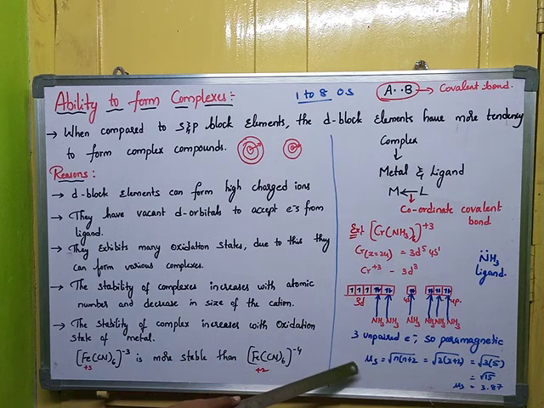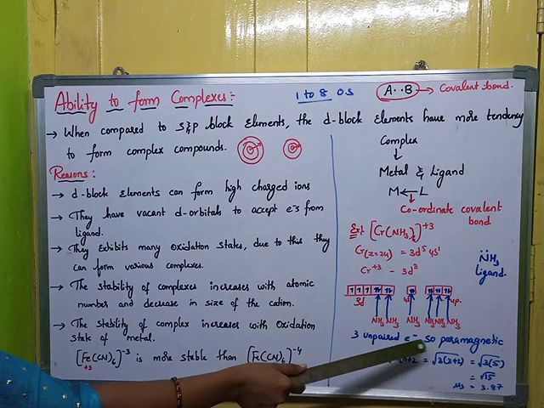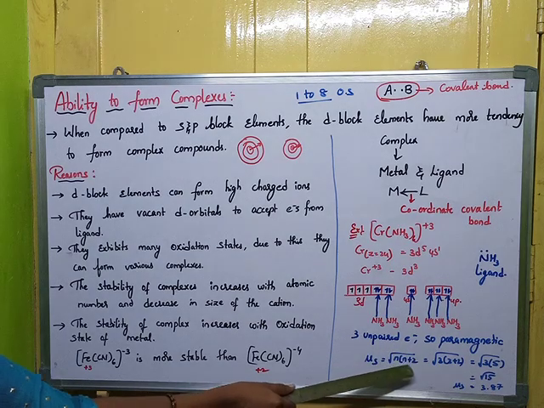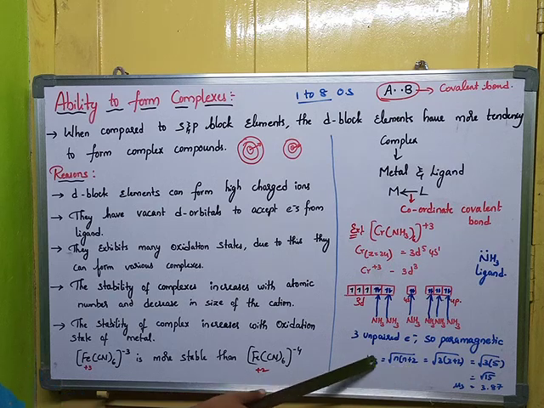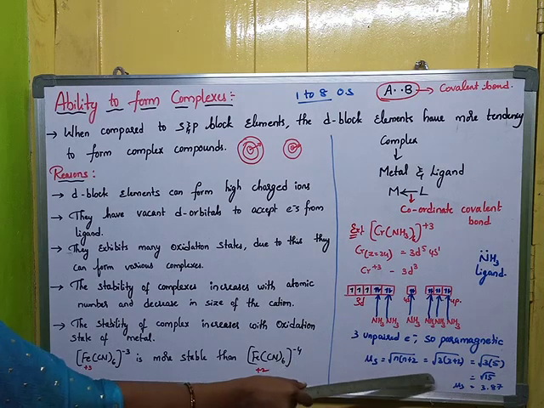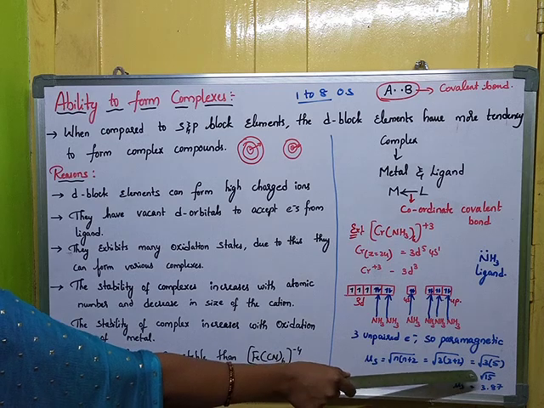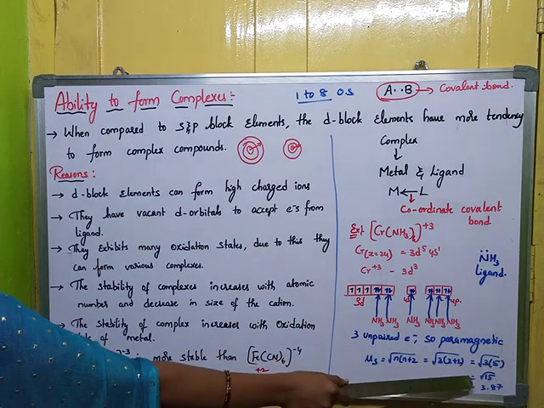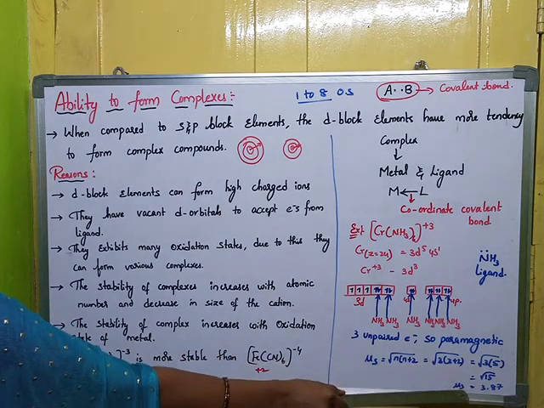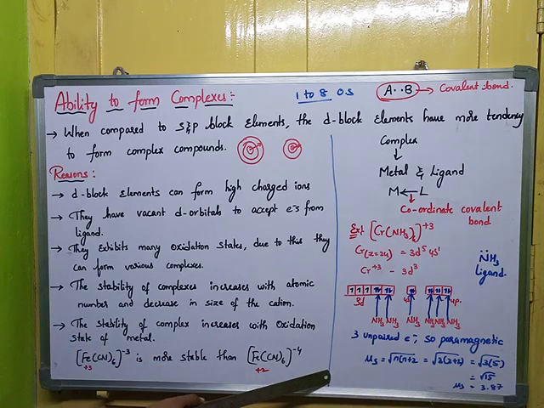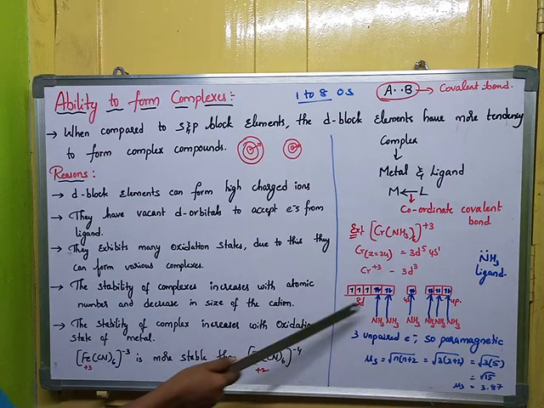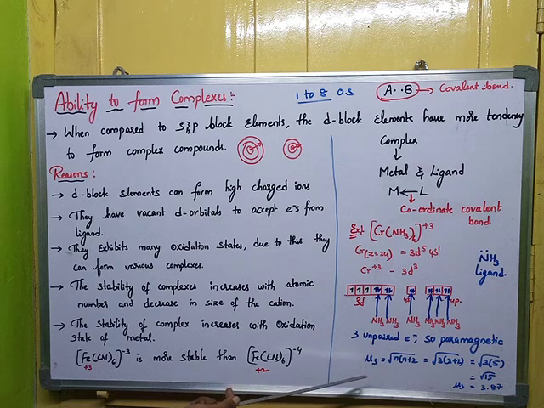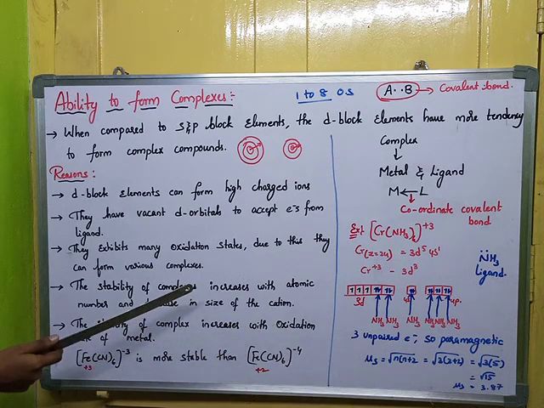If I calculate the spin of this complex, what will I get? We already know the spin-only formula, root over n into n plus 2. Substituting the 3 unpaired electrons, root over 3 into 3 plus 2, so root over 3 into 5, so root over 15. Calculating this root value, you get 3.87 Bohr magnetons. This is the calculation of the magnetic moment. So this is about complex formation.